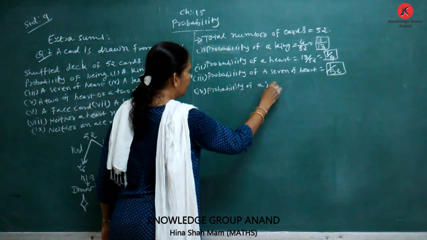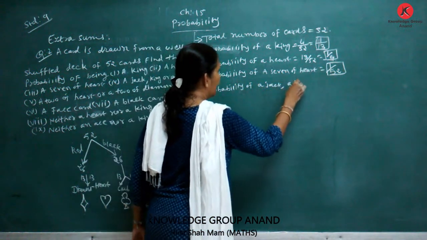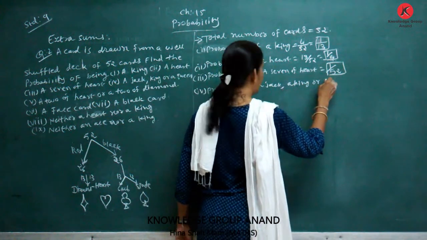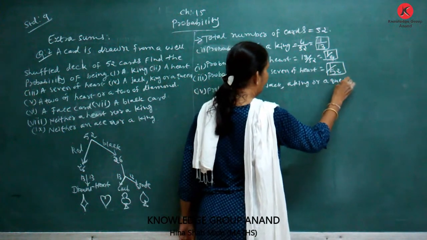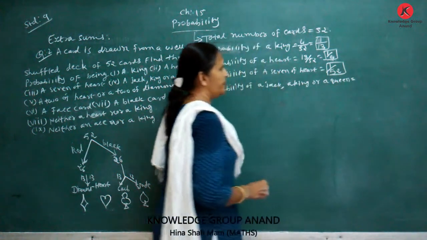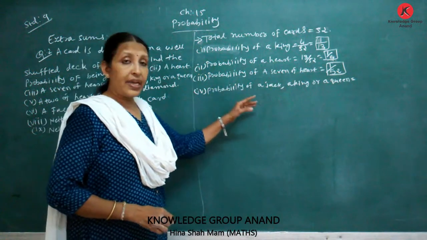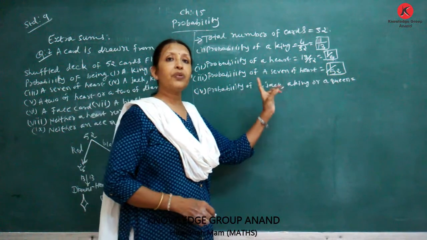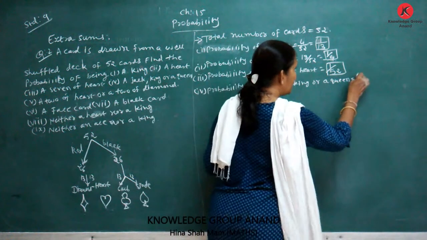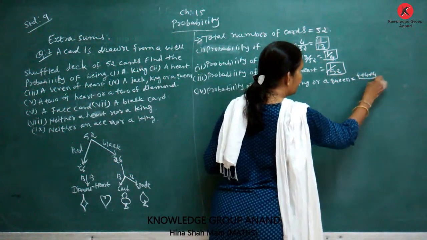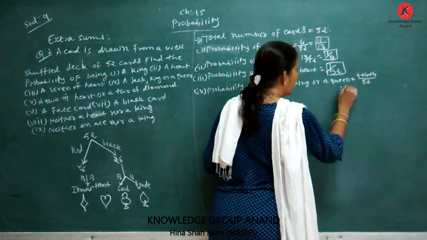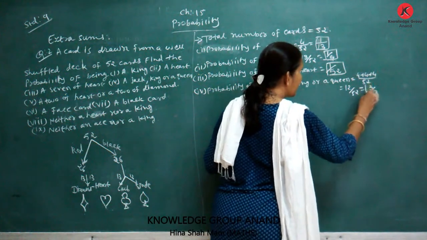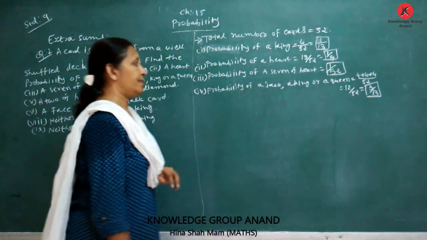a jack, a king, or a queen is equal to: jack is equal to 4, king is equal to 4, queen is equal to 4. 4 plus 4 plus 4 is equal to 12 upon 52, 12 by 52, which is 3 by 13. Okay.